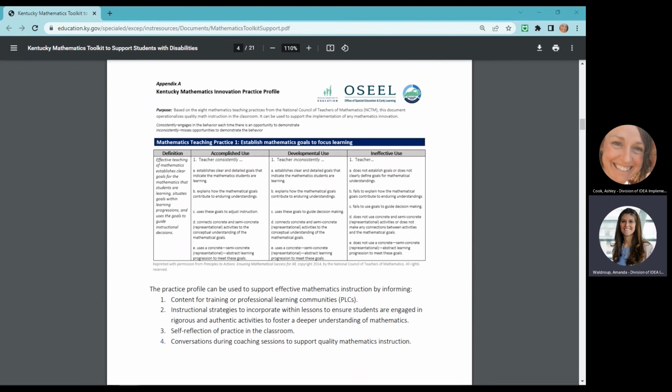The practice profile can be used as content for training or for professional learning communities, as a resource to have conversations around high quality mathematics instruction. It can also be used as a tool for teachers in incorporating instructional strategies within lessons to help foster a deeper understanding of mathematics. It could also be used for self-reflection on practices within the classroom, and to guide conversations with coaching around the mathematics teaching practices.